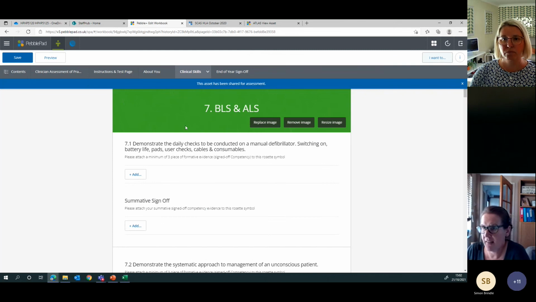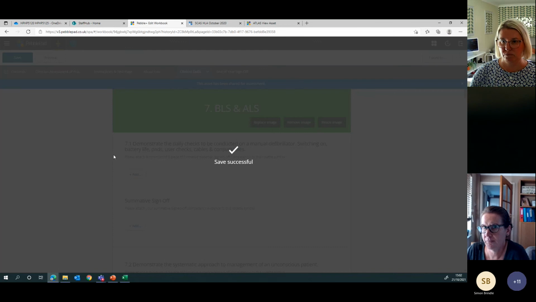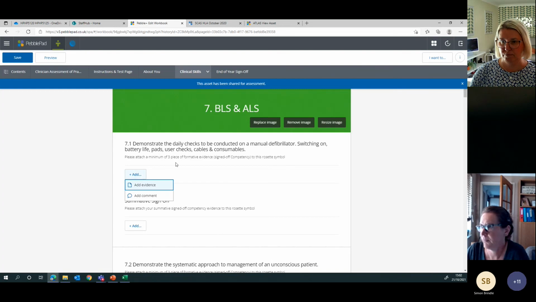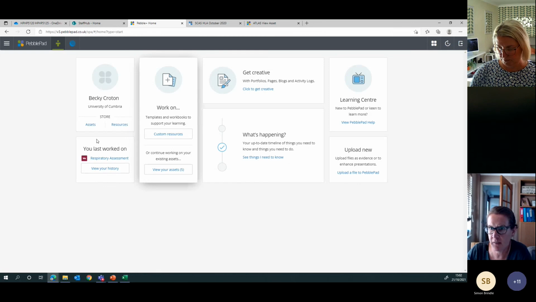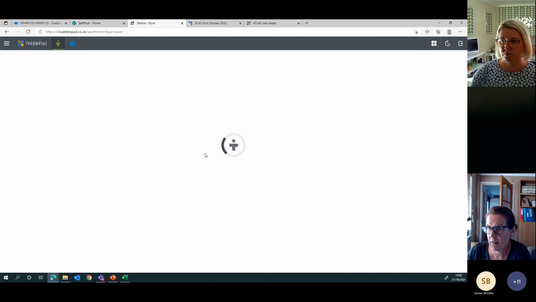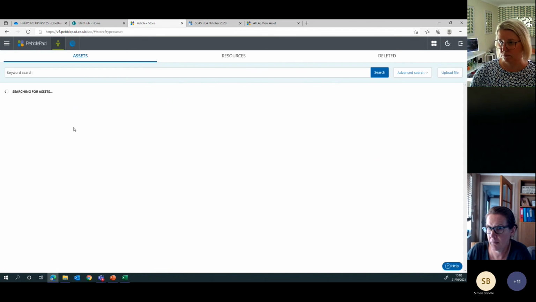There is a way of mapping these over. I just need to update my workbook to see if it does it that way. We'll work that out in a minute. So that's how they add an asset, okay? And there is a way of mapping that they can go through and they can basically map one piece of work to various competencies. For some reason, that function doesn't seem to be working on my workbook at the moment. Let me just have another go.